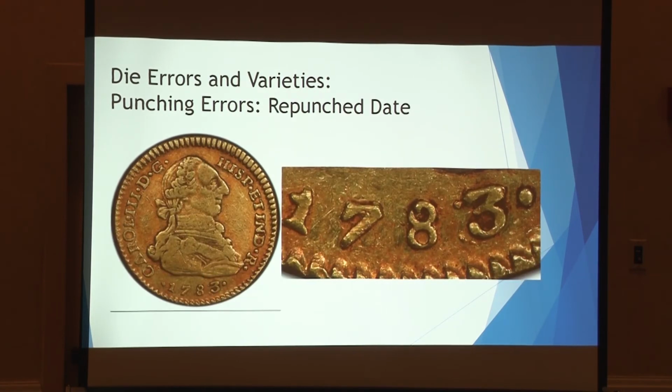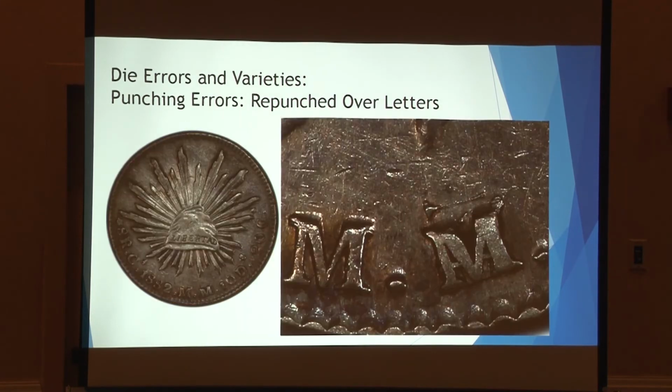Something like this may not bring a premium, but there are people who do sometimes pay slight or significant premiums depending on how severe the repunching can be. So for instance, here's an 8 real coin where the M was punched in horizontally and then punched over.